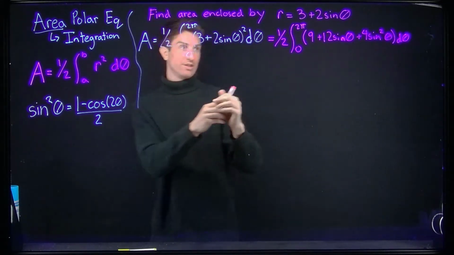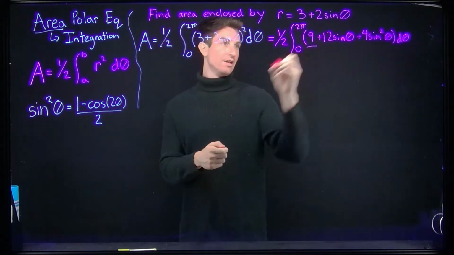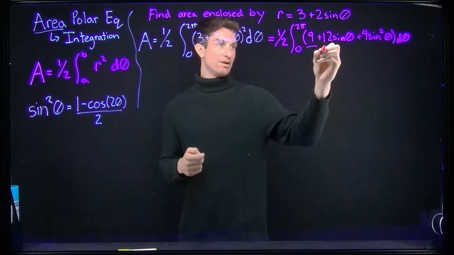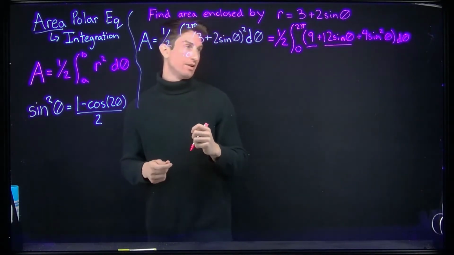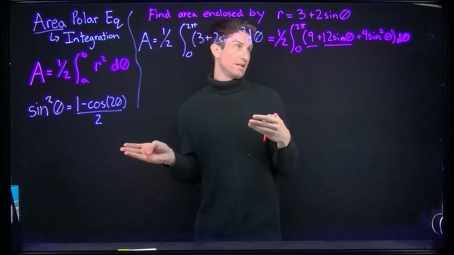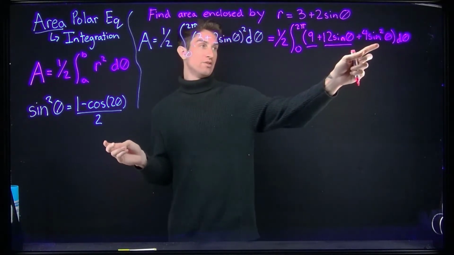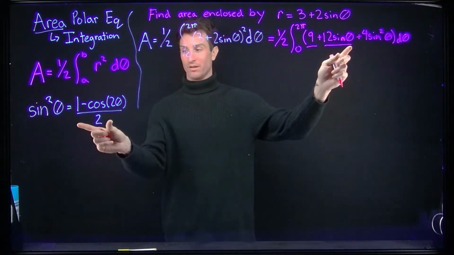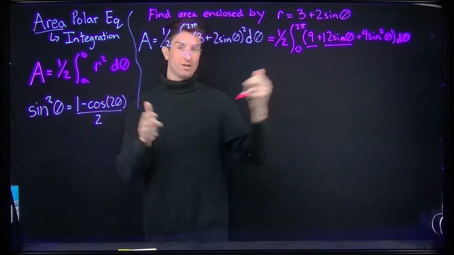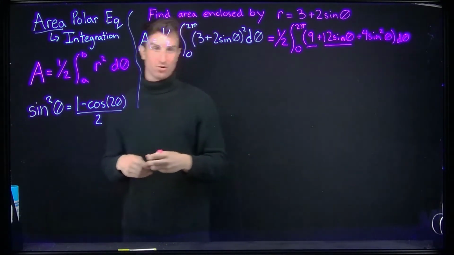Now, we have it all set up, right? Maybe we're taking a look at it and we go, okay, well, I know how to integrate 9, and I know how to integrate 12 sine of theta, right? Where does a positive sine come from? A negative cosine. However, remember, this sine squared theta is not easy to deal with. So we have our trig identity that we're going to immediately do a substitution here for.